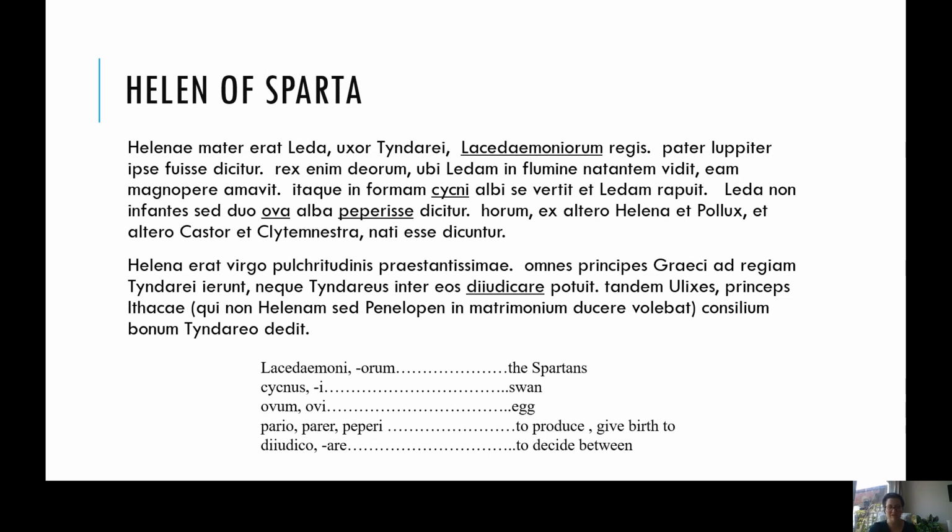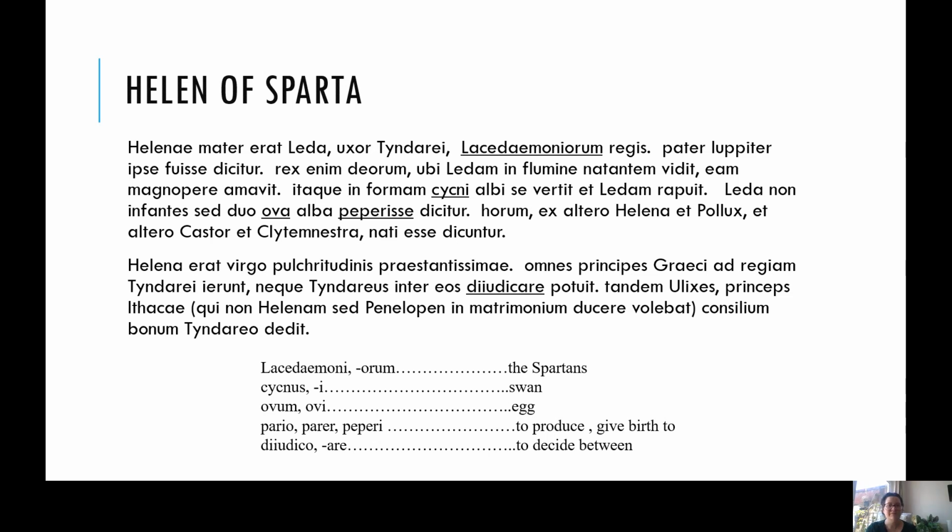Because this is meant to be a GCSE passage, the actual moment of conception is censored. We move past that. Leda non infantes, sed duo orva alba perperissa dicitur. So we've got that word dicitur again. Again, we're going to treat it as an impersonal passive, or we can say Leda is said, or it is said that Leda. So Leda is said to have given birth to, or to have produced, not children, but 2 white eggs. I dread to think about the biological status of that, but there we go.